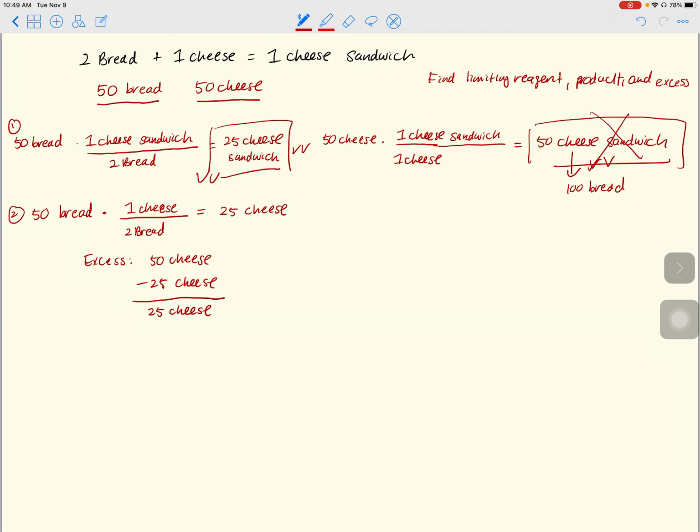And then how do I find the excess? So we use the same limited reagent. Now that we know the 50 bread is the limited reagent, we use a mole ratio between the two different reactants, which is 1 cheese to 2 bread. And so once you do the calculation, we used 25 cheese. And in order to find the excess amount of cheese, you just do initial, which you have 50 cheese in your fridge, and then you use 25 cheese to make 25 cheese sandwiches. And therefore, your excess is 25.